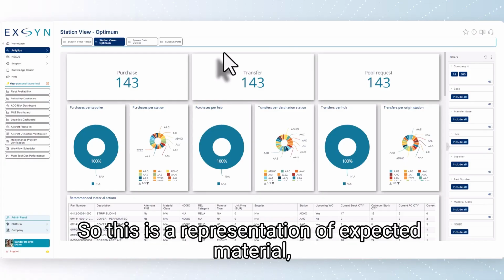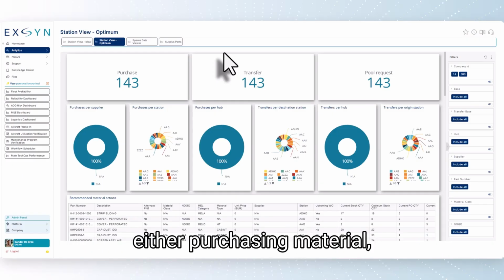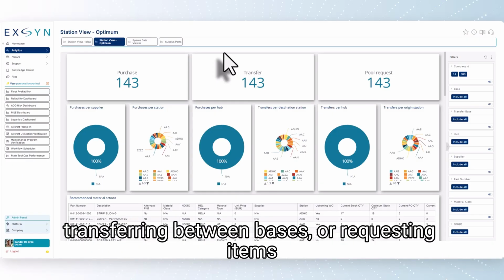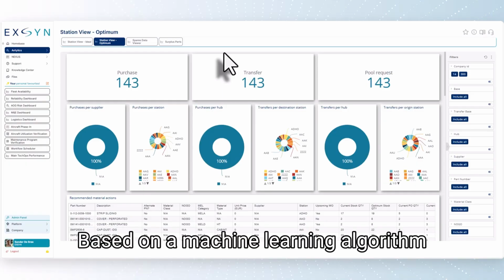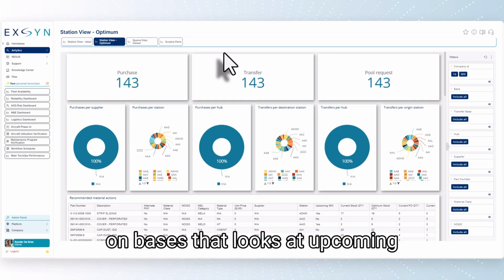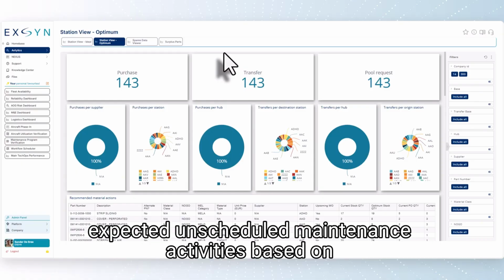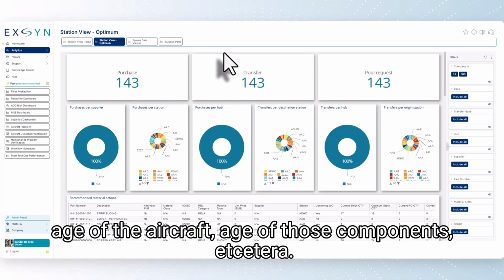So this is a representation of expected material or recommended material planning actions, either purchasing material, transferring between bases, or requesting items from a pool provider, based on a machine learning algorithm that looks at historic consumption on bases, that looks at upcoming scheduled maintenance activities, expected unscheduled maintenance activities, based on components installed on the aircraft, age of the aircraft, age of those components, etc.